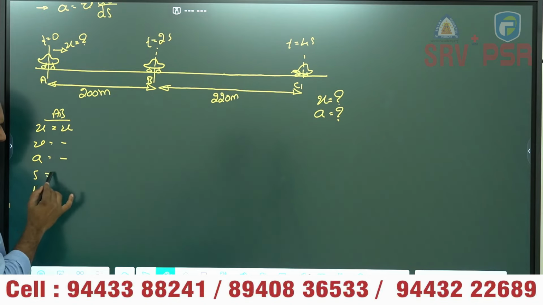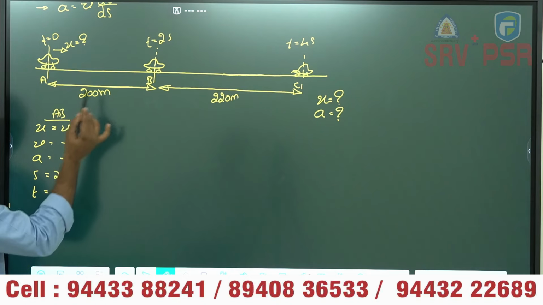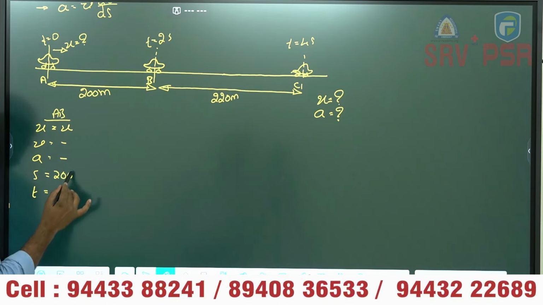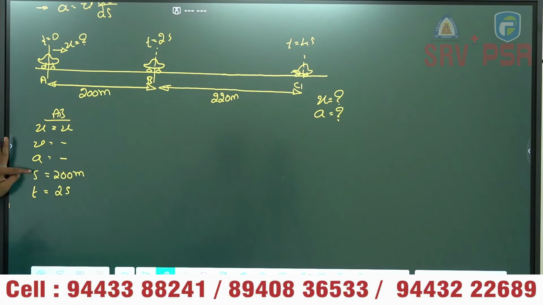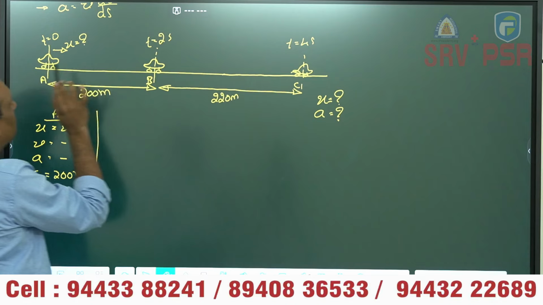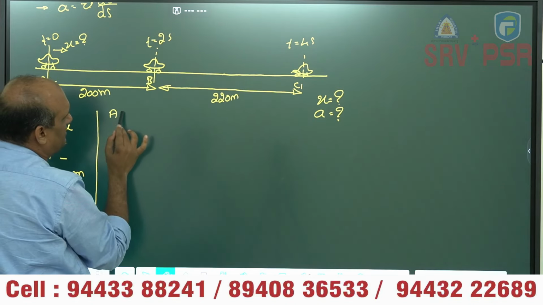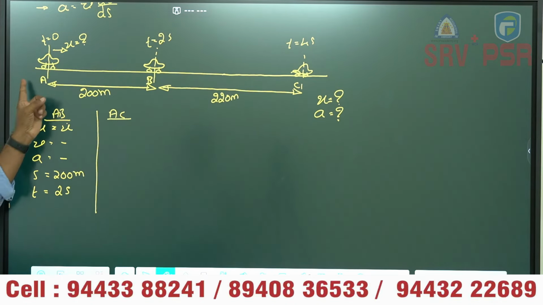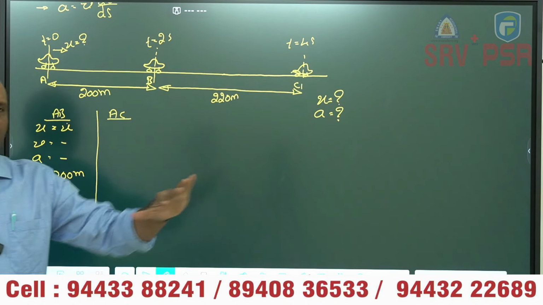It has covered 200 meters in 2 seconds. Remember, 200 meters in 2 seconds. I don't know the initial speed, I don't know the velocity. So I can use the relation s equal to ut plus half at squared. Then I'm going to take the part AC, from A to C, because it is the same car.